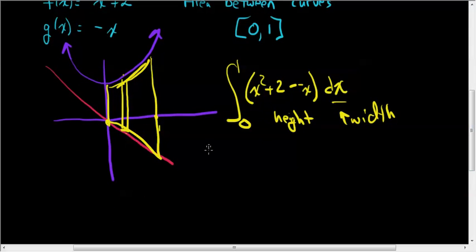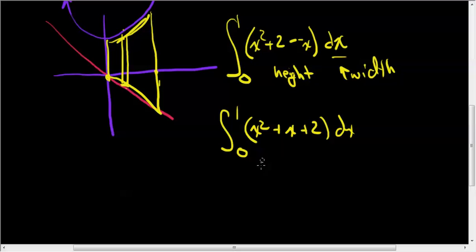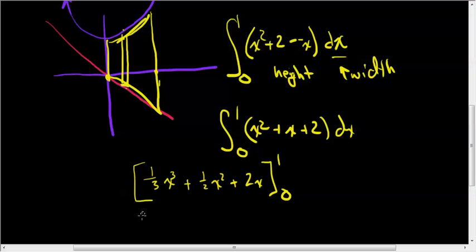So when I simplify this, it becomes the integral from 0 to 1 of x squared, I'm going to put it in order, minus a negative is plus x, plus 2. That's the height times the width. Integrate this very quickly, and I'll get 1/3 x cubed plus 1/2 x squared plus 2x on the interval from 0 to 1. Put in your 1, so that's 1/3 plus 1/2 plus 2, minus 0 plus 0 plus 0.